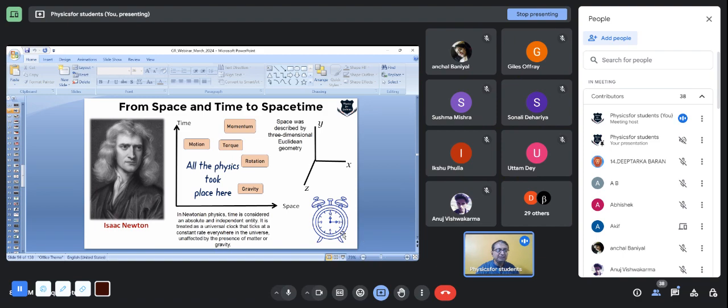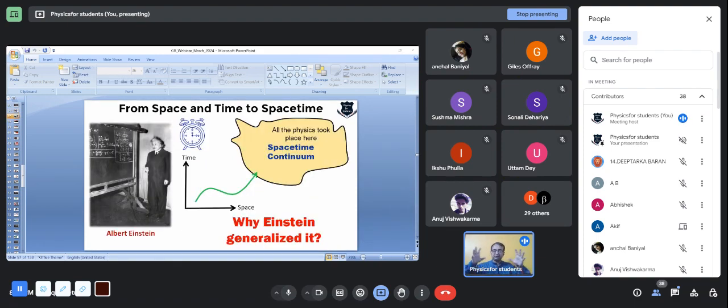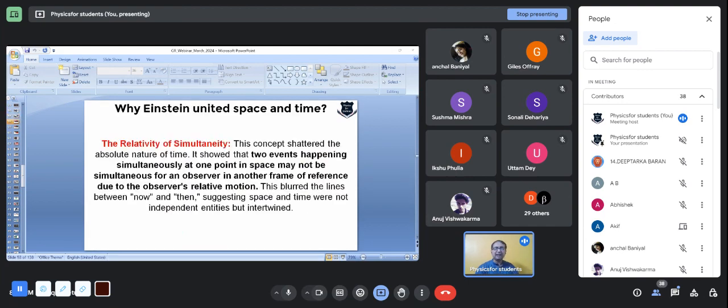Now, why did Einstein suddenly unite all this into one area, what is called the space-time continuum? What was the reason? There were a lot of reasons, but to make things easy, if you read this properly, you will understand that there is a concept of simultaneity. I won't repeat that. You all know special relativity. What it showed is that two events happening simultaneously at one point in space may not be simultaneous for an observer in another frame of reference.